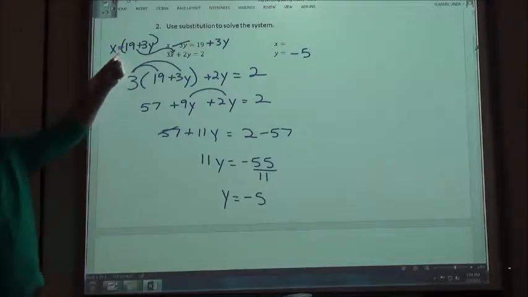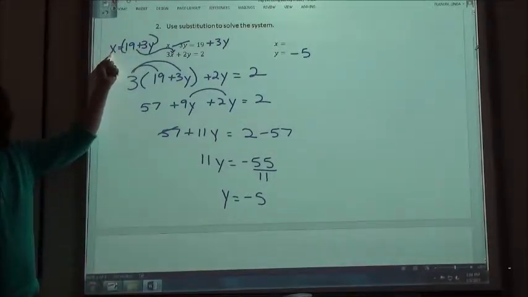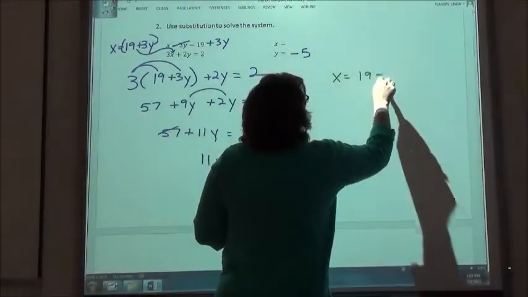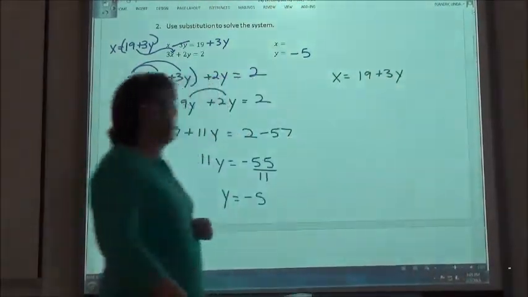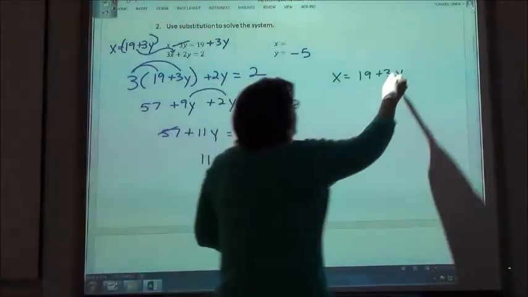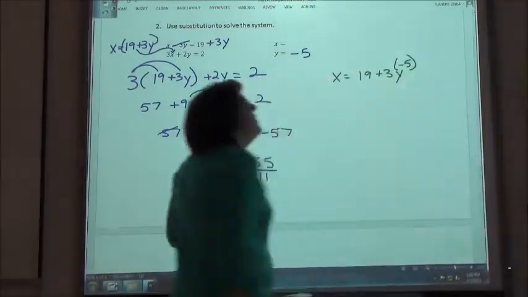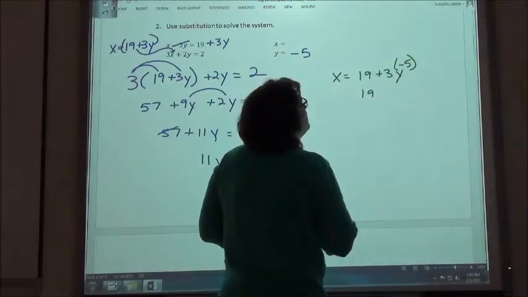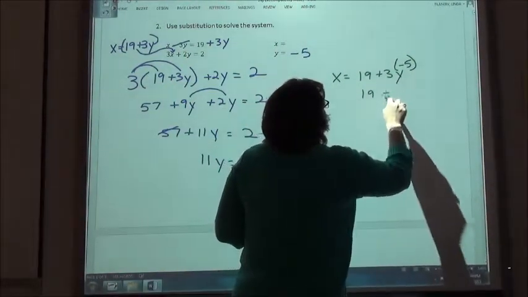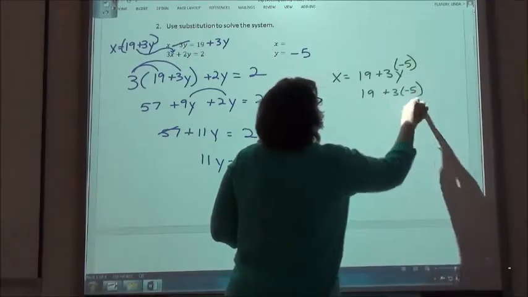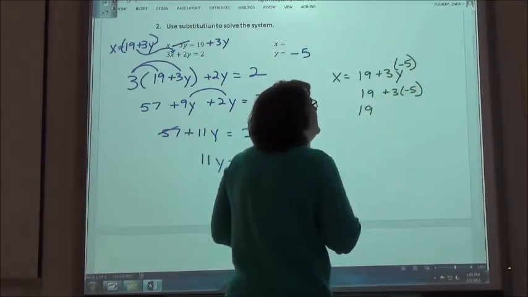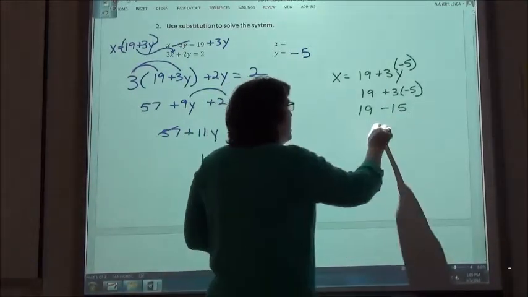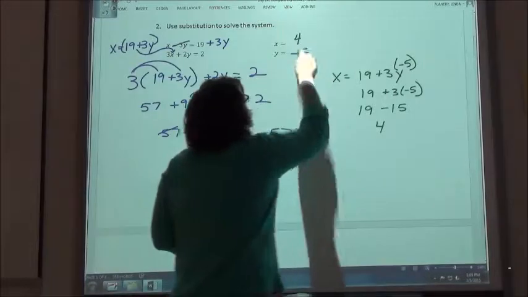This top one that we rearranged because we solved that for x, right? We said that x was equal to 19 plus 3y, but now we know that y is negative 5, right? So we're going 19 plus 3 times negative 5. And then if we simplify that, 19 minus 15 is 4.